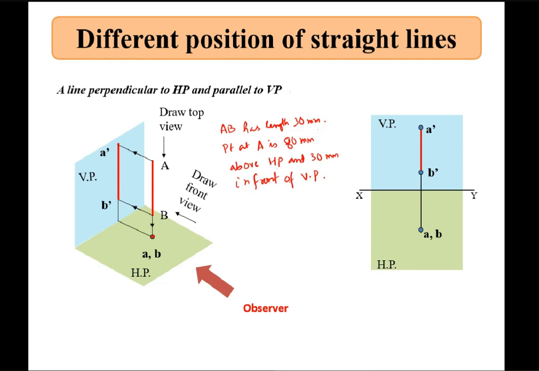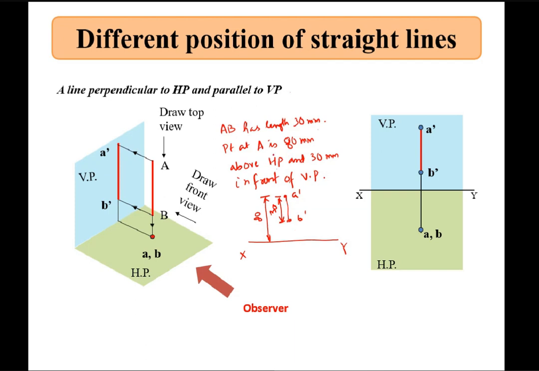So how will I draw it? I will draw the XY line. First I will locate point A. Point A is 80 mm above HP. Say this is A dash, this is 80. I have located A dash. Now AB has length 30 mm, so from here to here I draw a straight line which is 30 mm, and I have located point B dash.